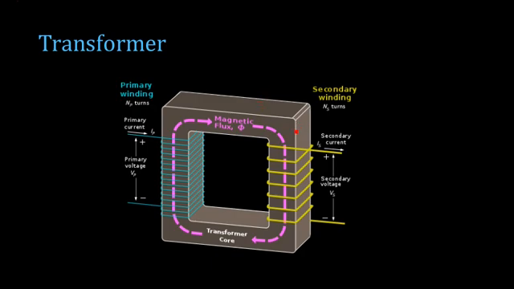This is the core of the transformer, and you have primary and secondary windings. You are applying a voltage at the primary side, and you will be getting an output voltage at the secondary side, and you have a primary current and secondary current flowing. You have NP number of turns in the primary, and NS number of turns in the secondary winding.